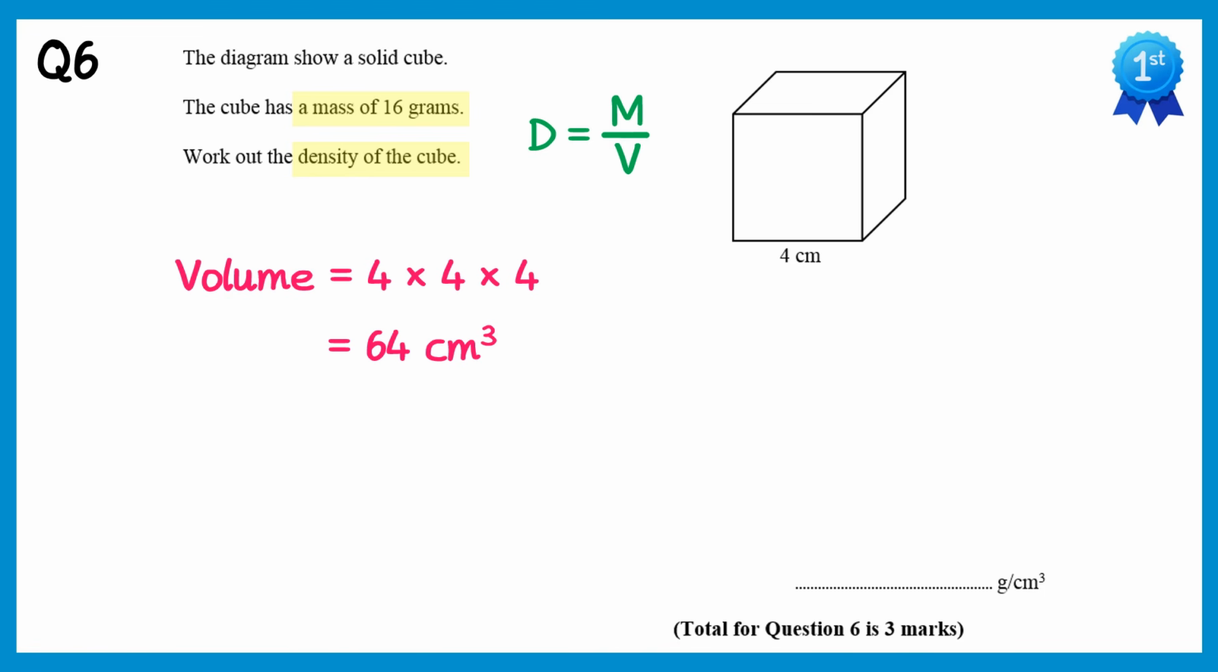So now we have the mass and the volume, we can use the density formula. Mass divided by volume, so 16 divided by 64. If you simplify this down, you'll end up with 1/4, which is the same as 0.25. So the answer is 0.25 grams per centimeter cubed.